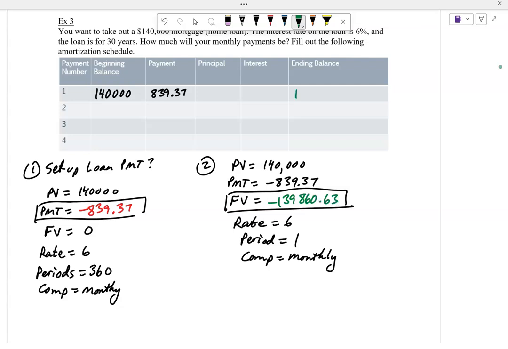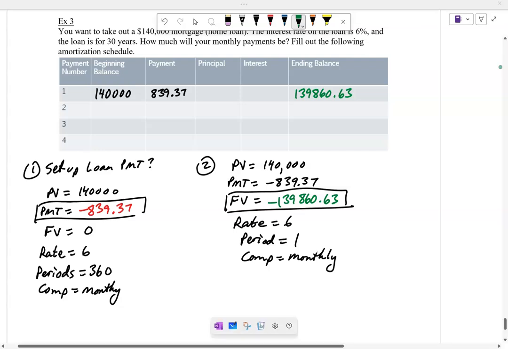Okay, so that goes right here. That's how much I owe after one payment. Okay. So what went towards the principal? Because only part of that went towards paying off. You know, if I went 140,000 minus 139,860.63, that's my principal. So let me write that right here.